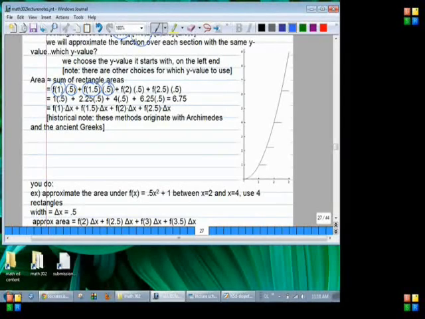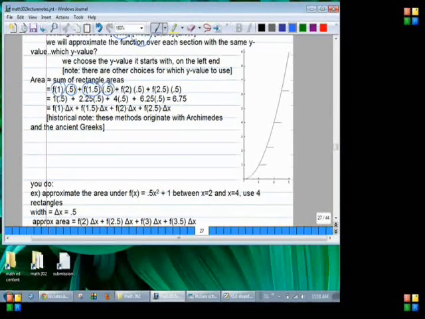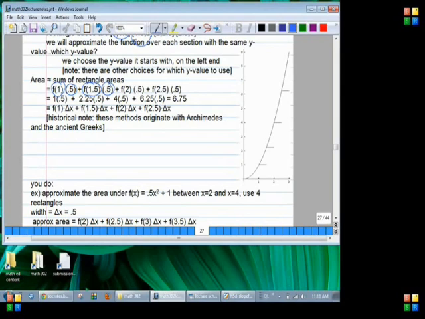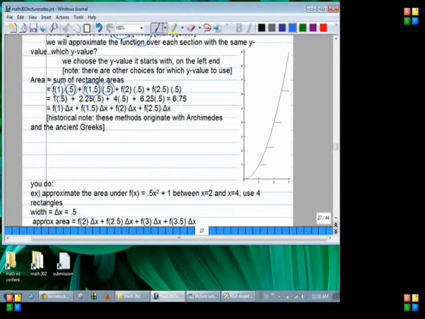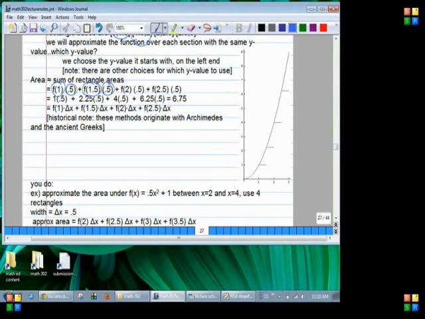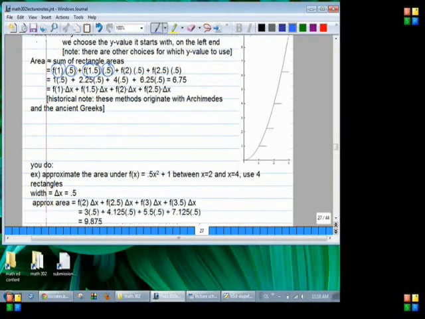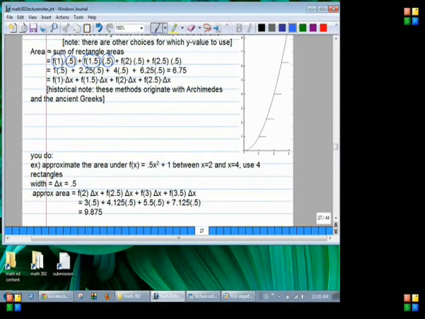Well, okay, so notice in the question it said use 4 rectangles. So you actually calculate the width, because you know you're going from 2 to 4. You're trying to travel 2 along the x-axis, but you're doing it in 4 rectangles, so 2 over 4 is half. So the width is something that you calculate from what's given. Then if you do these calculations, you figure out f of 2, f of 2.5, and so on. Delta x is always 0.5. Just plug it in, calculate, and you get that approximation.